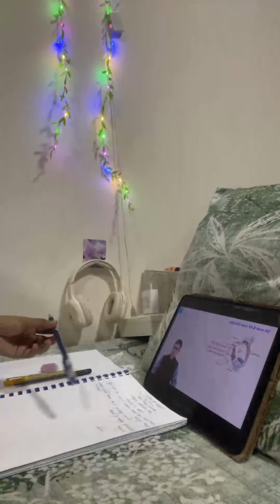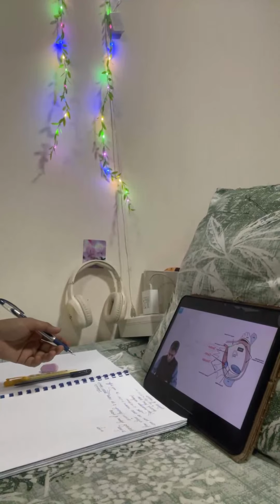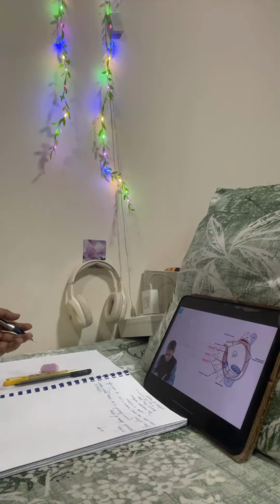The exact location of the SA node as well. So this diagram is taken from a research article. You can find here the superior vena cava opening, superior vena cava, and this is the area where the superior vena cava is opening.